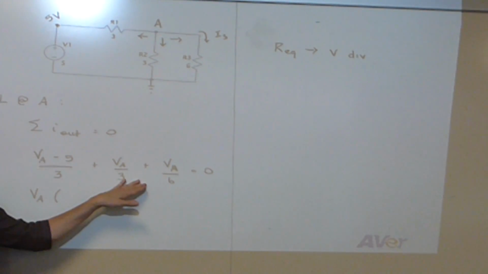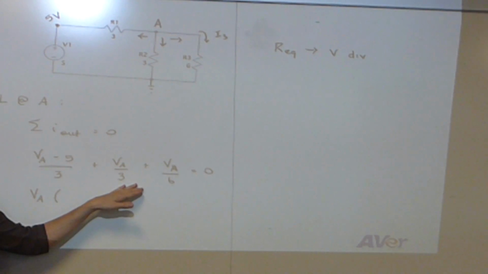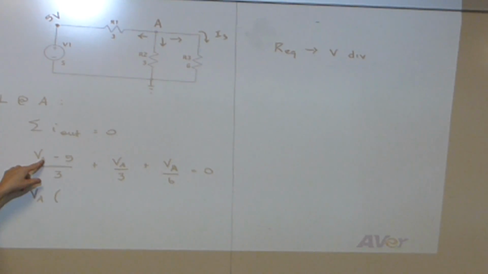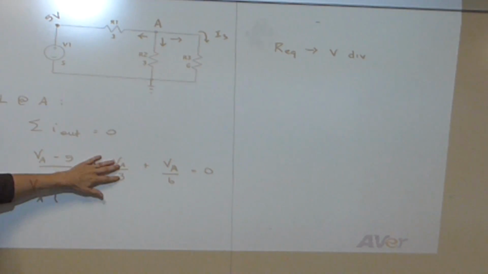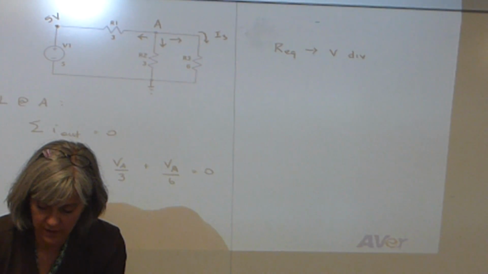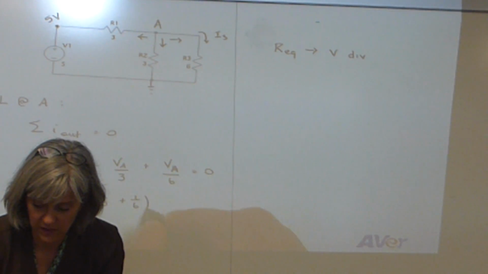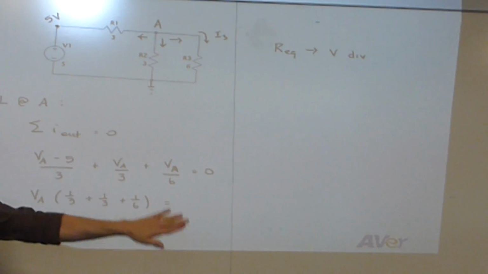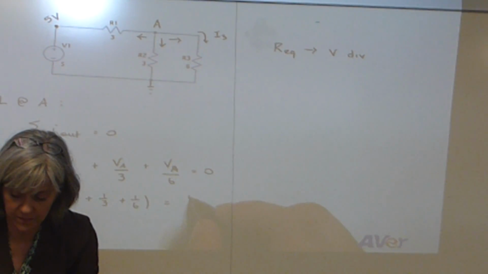Typically, these happen to be really nice resistors. How often do we have that? Not very. So trying to clear fractions is not a good long-term plan. That only works sometimes. So here what I'm going to do is take V sub A and factor it out. I have 1/3 V sub A, 1/3, and 1/6. So I'm going to write it that way: 1/3 plus 1/3 plus 1/6. And then I'm going to put everything else on the other side. So 5/3 on the other side.